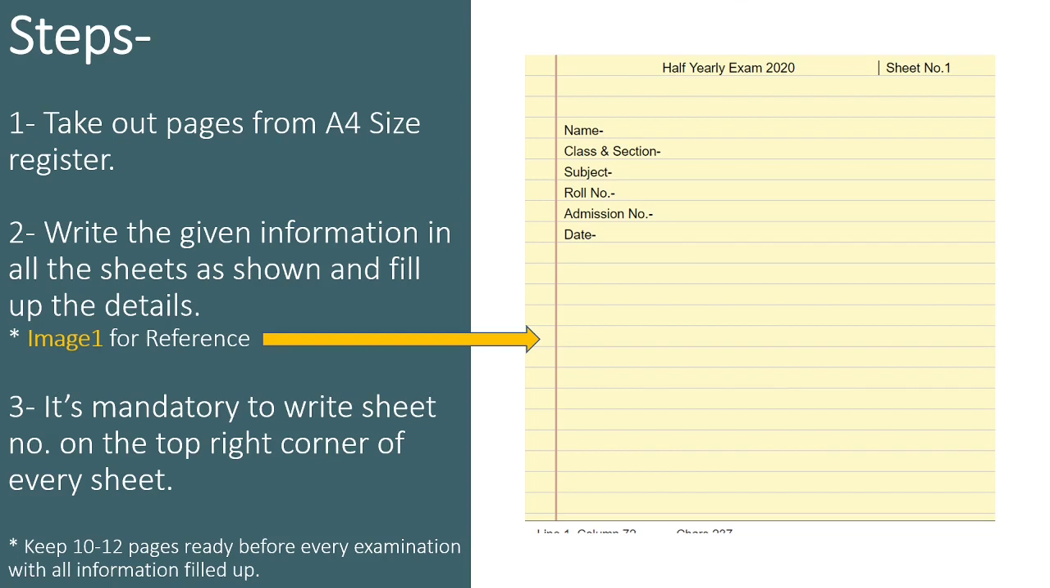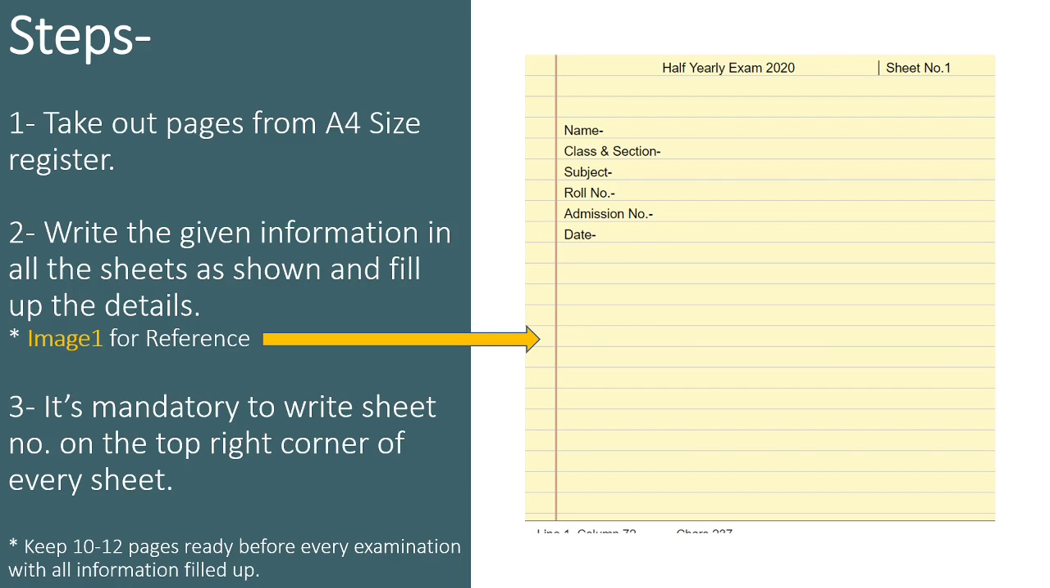will take out pages from A4 size register. Next, you will write the given information in all the sheets as shown and fill up the details. You can take image 1 as reference, that is, on the sheet on the top you will write half yearly exam 2020. Next you will write name, class and section, subject, roll number, admission number and date.